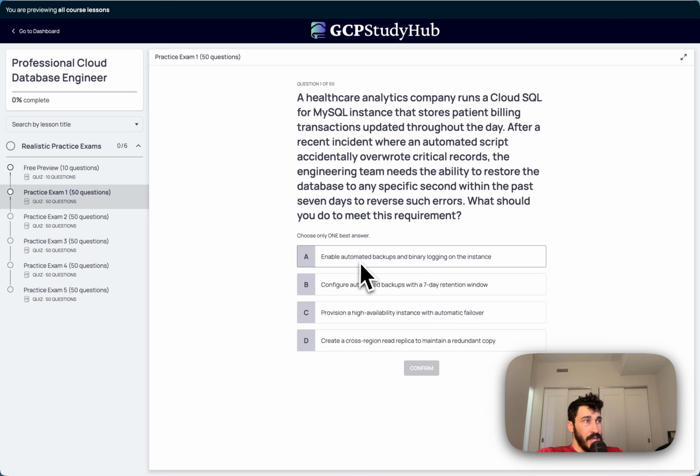Let's look at option A, enable automated backups and binary logging on the instance. So this is promising because we have the automated backups, which give us a snapshot of the state of the database at regular intervals in time. And then we also have binary logging, which gives us the ability to go to a very specific point in time between those backups, right?